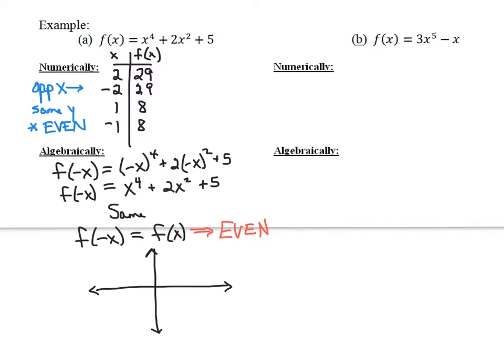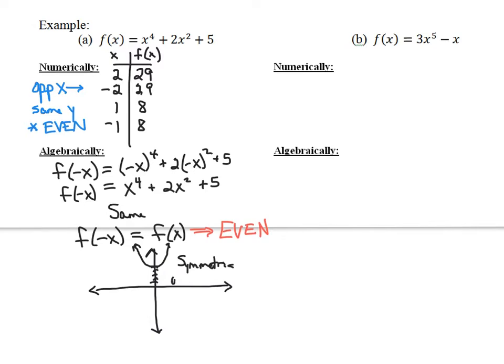I did a zoom number 6 to get a nice window. And I see that my graph crosses the y-axis at 5, so I'm going to show that. It looks kind of like a parabola, but I actually know that this graph is not a parabola because it's not just an x squared function. It's got an x to the 4th in it as well. So when I look at this graph, I see that this graph is actually symmetric with respect to the y-axis.